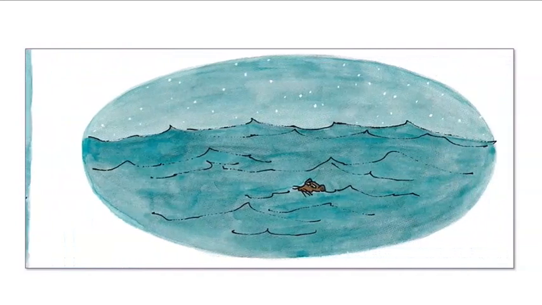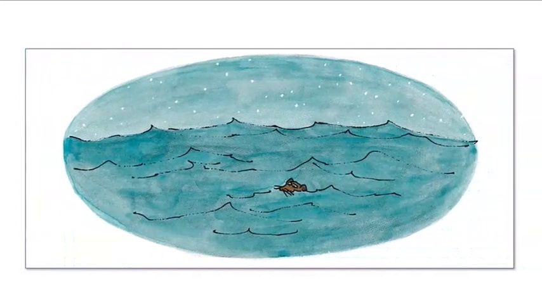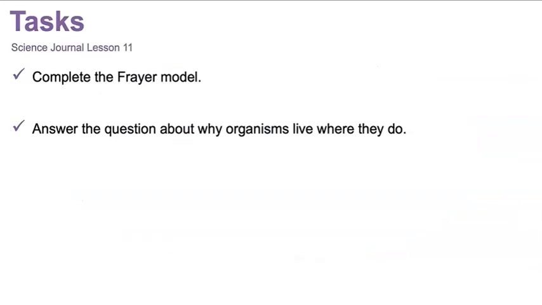What do you think will happen to Amos? We will find out in our next lesson. We will also explore what happens to organisms when an environment is not suitable for them, like this ocean environment for little lost Amos the mouse. Let's review your tasks for today. First, complete the Frayer model. Second, answer the questions about why organisms live where they do.